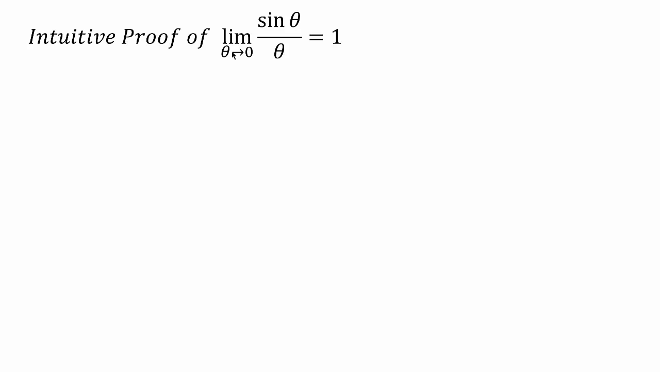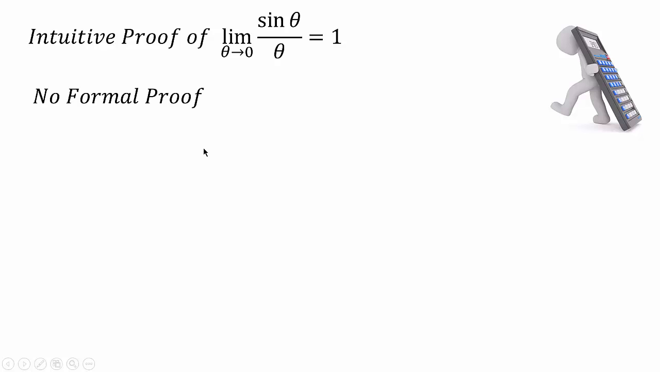Hello friends, today we are going to learn the intuitive proof of limit theta tends to 0 sine theta by theta equals 1. Here we are not going to use the same method of proof that we studied in the high school, but we are going to use some simple intuition for this proof. So we are not going to the formal proof that we studied.